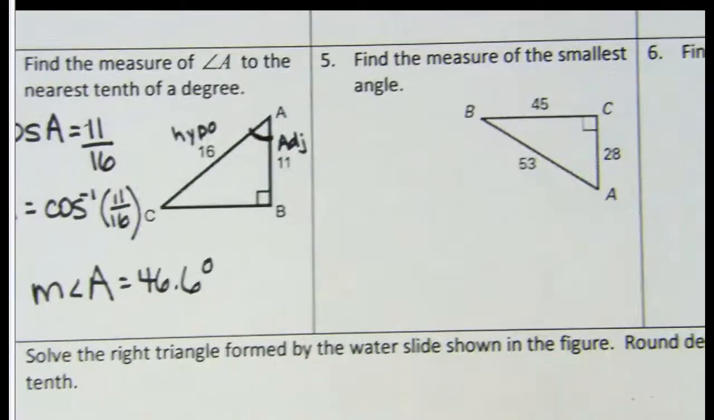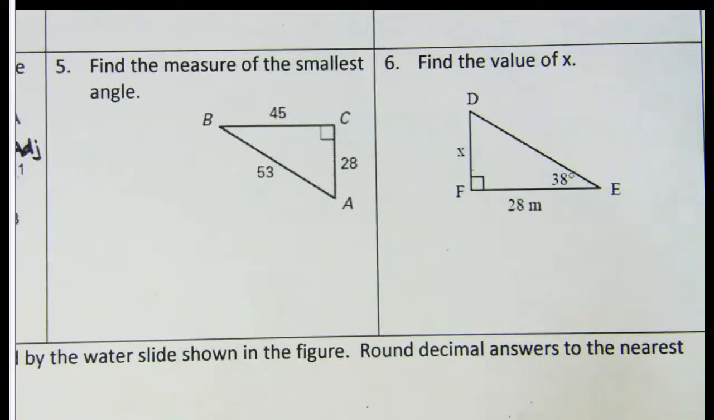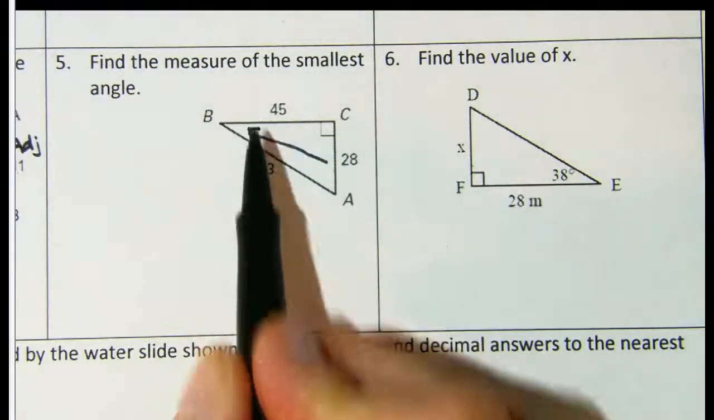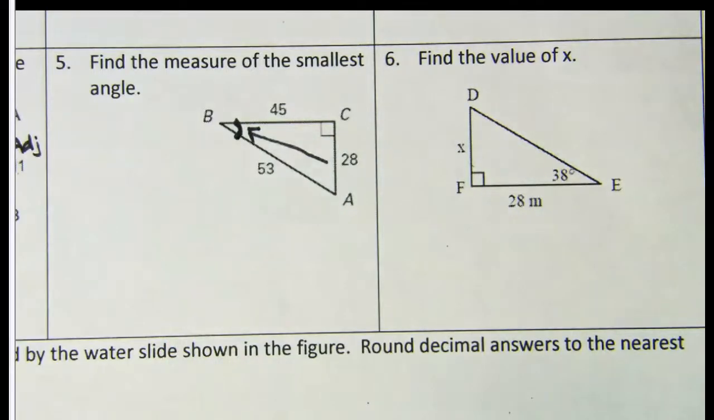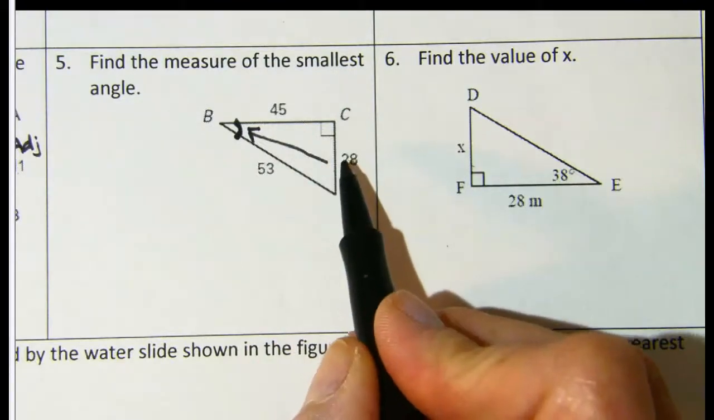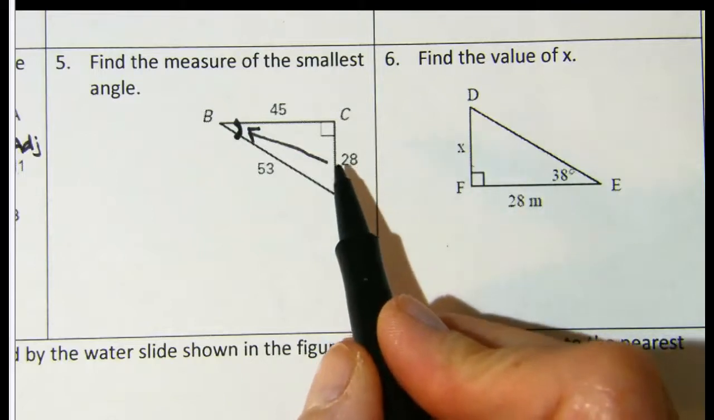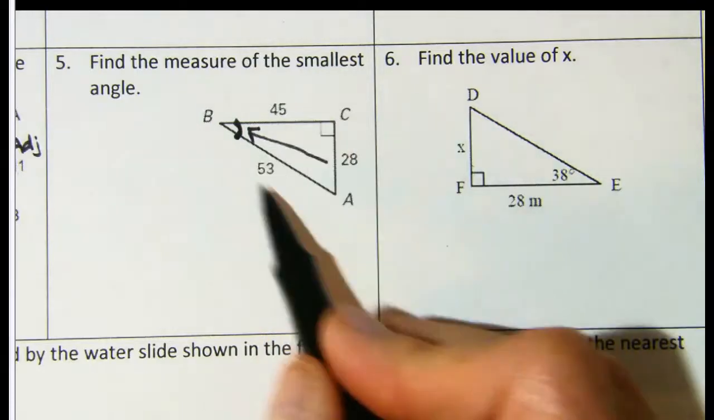Now, question 5. Find the measure of the smallest angle. Now this is when you have to use your knowledge of triangles. Remember, the smallest angle is going to be opposite of the smallest side. So we're actually looking for angle B. Now, in this case, we have all three sides of the triangle. So we can actually use any trigonometric ratio that we want to. We can use tangent, cosine, or sine simply because we have all three sides.